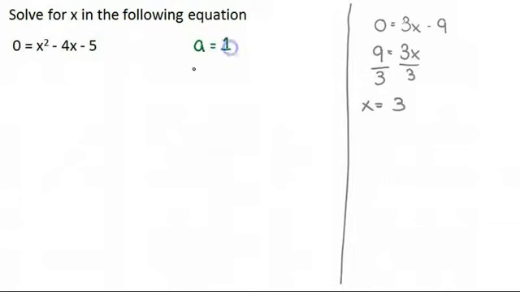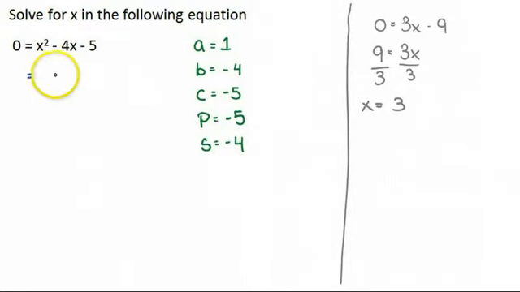A is equal to 1, B is equal to negative 4, and C is equal to negative 5. Remember to watch those signs. So we want to think of two numbers whose product is negative 5 and whose sum is negative 4. So now we apply the decomposition here, so we end up with x squared, and those two numbers would be minus 5x plus x minus 5.